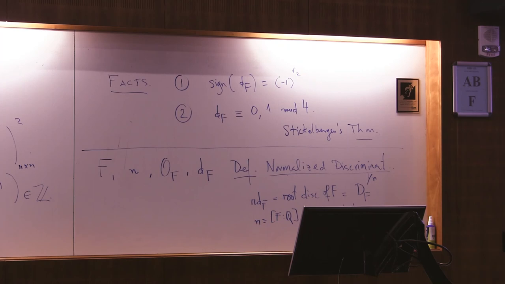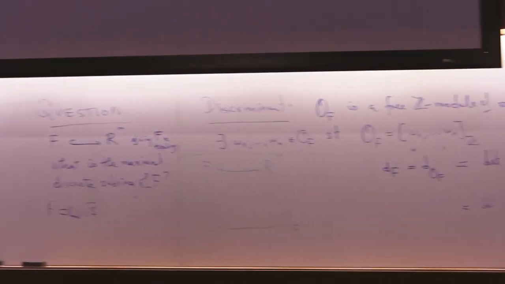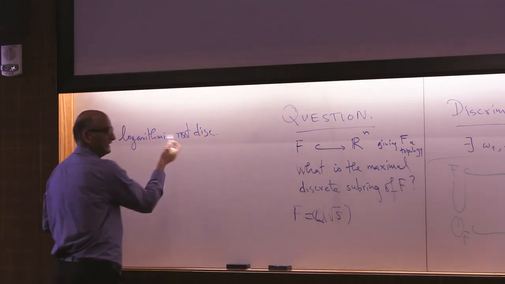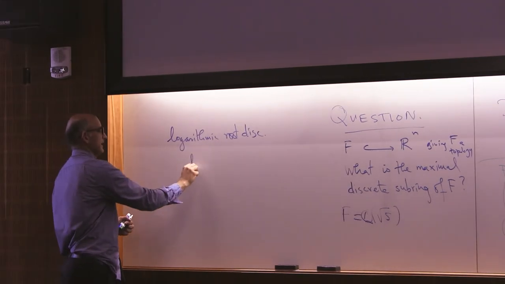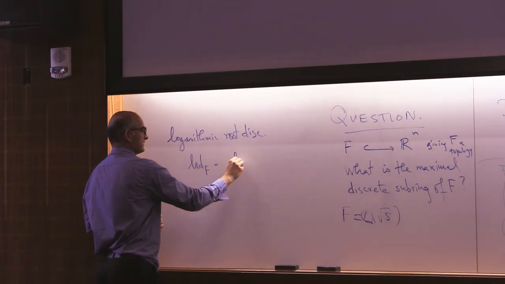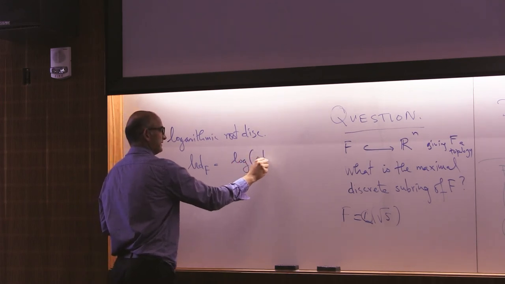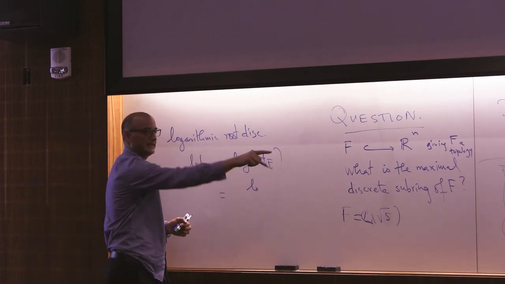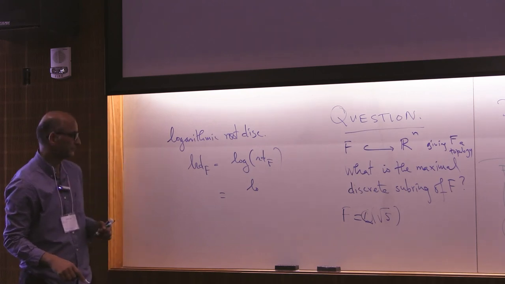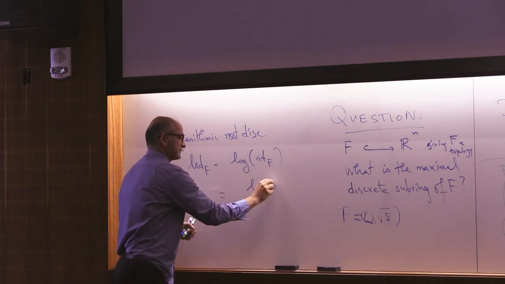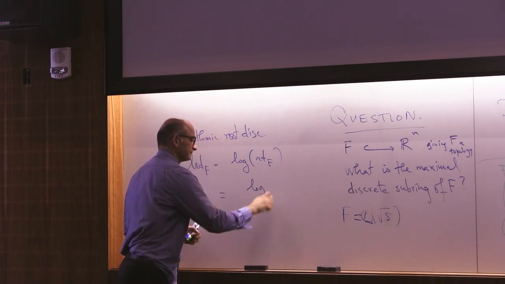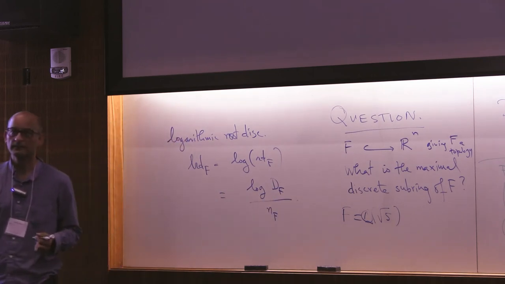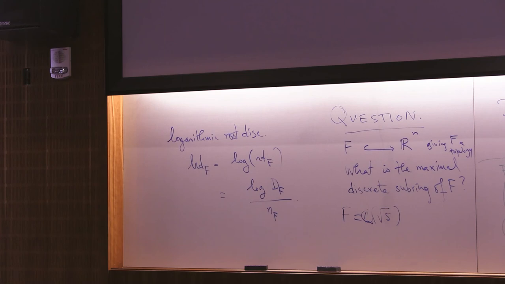Also, sometimes it's useful to take the log. So there's also the logarithmic root discriminant. I may not use this again in the lecture at all, but just in case. So LRD_F, this is just the log of the root discriminant, which a quick calculation would tell you is just the log of the absolute value of d_F divided by the degree. Did I do that right? Yeah, I think I did.